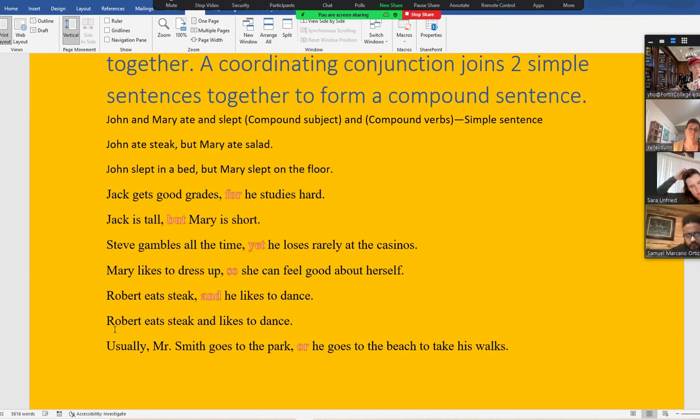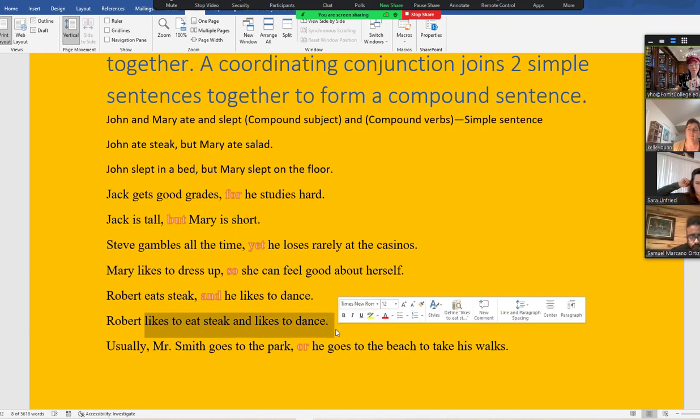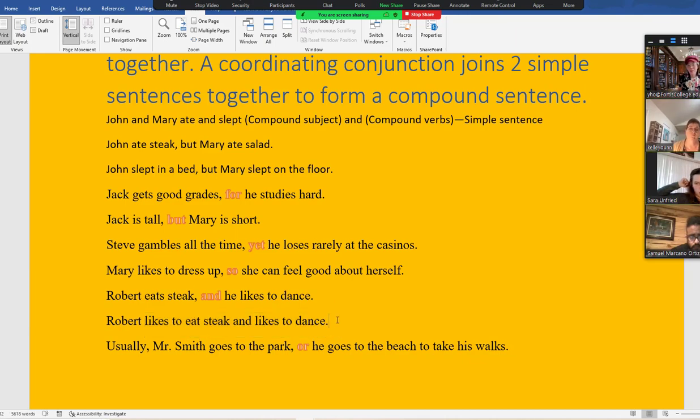Oh, okay, here, let me make this. Robert likes to eat steak and likes to dance. So what kind of sentence is this if I take out the he? It's a simple sentence, correct. So this is a simple sentence because this is a compound, what do we call it? Compound, actually it's more like a compound predicate.